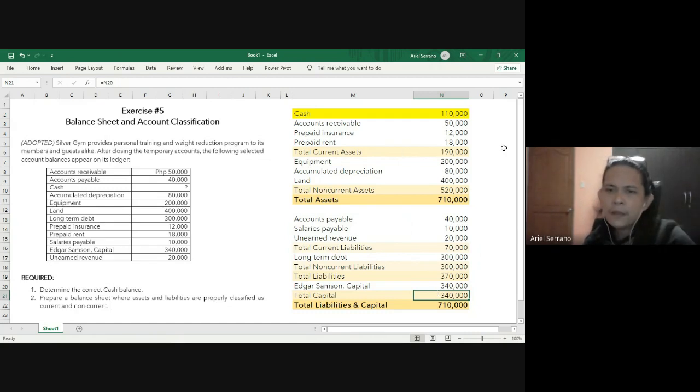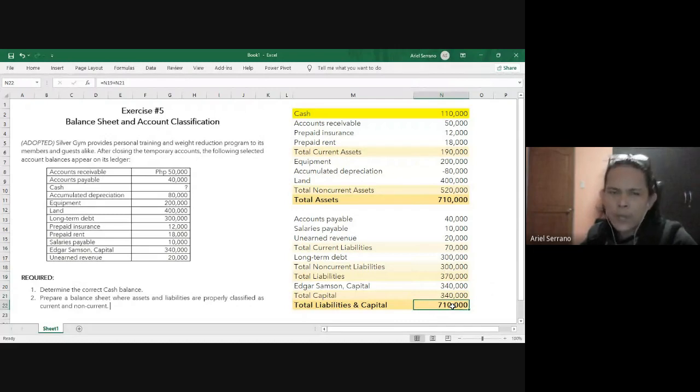Vertical. So, it is your financial statement presentation. You can also present it horizontally. This is your asset portion, and then you can put on the right side the total liabilities. Better if we present it this way. Your total liabilities and capital, combining the total liabilities of 370,000 plus your total capital of 340,000, is 710,000.